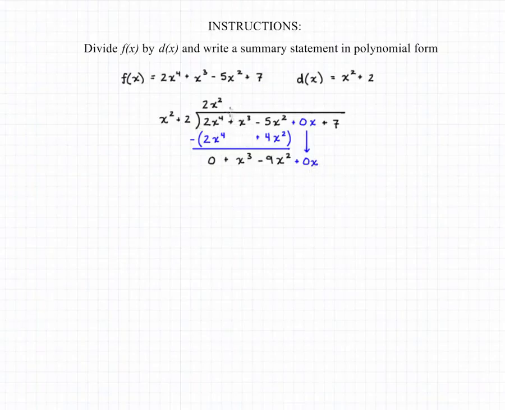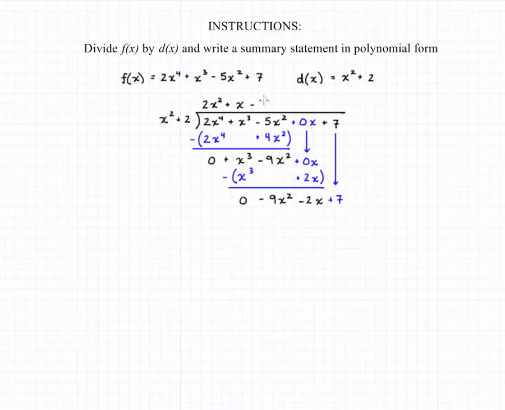Now we look at the x cubed, we need to multiply x squared by x in order to get x cubed. And so we do that and then multiply x by that entire divisor polynomial, and we'll get x cubed plus 2x. Again, we write it so that everything stays in line. When we do our subtraction, we'll end up with 0 minus 9x squared minus 2x. And we can again drop down that next term, the 7.